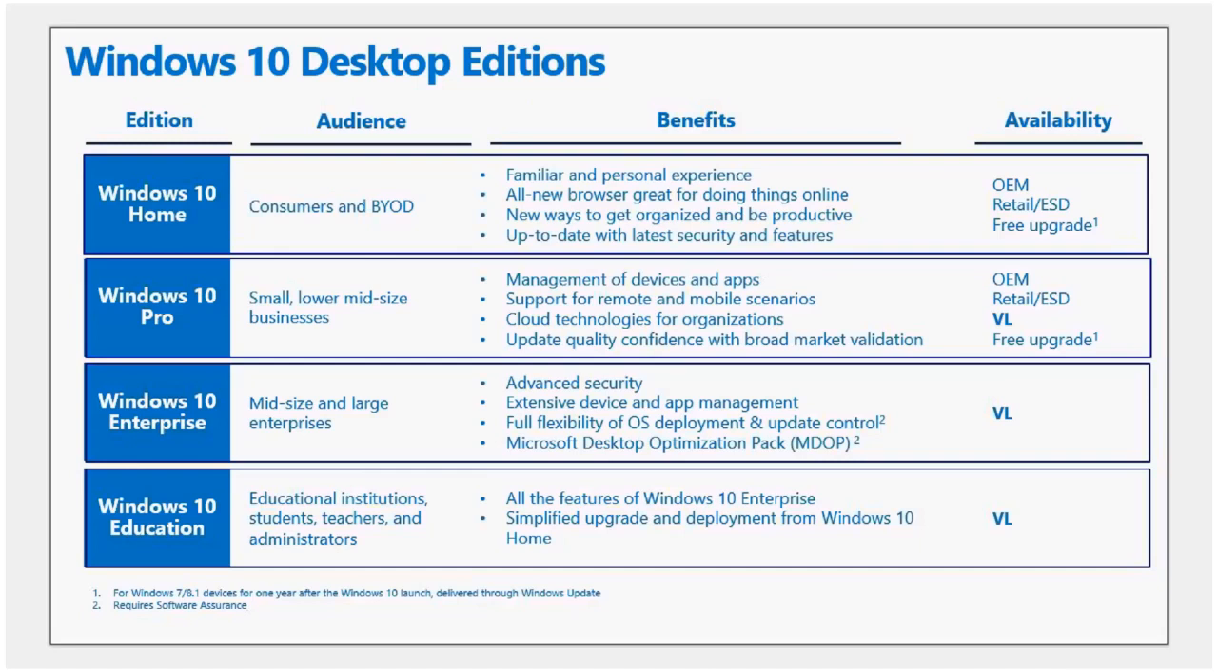Windows 10 Education is a new SKU offering with Windows 10. It builds on Windows 10 Enterprise. It includes all the features of Windows 10 Enterprise. In addition, it has a simplified deployment, including an upgrade path from Windows 10 Home SKU, which is not available for Enterprise. The Education SKU will also be available exclusively through volume licensing.